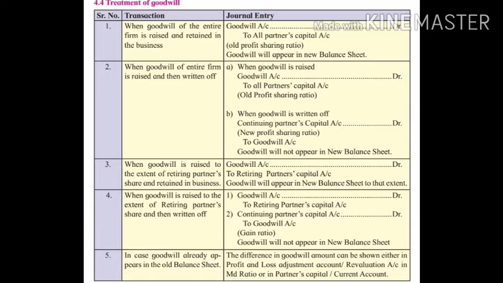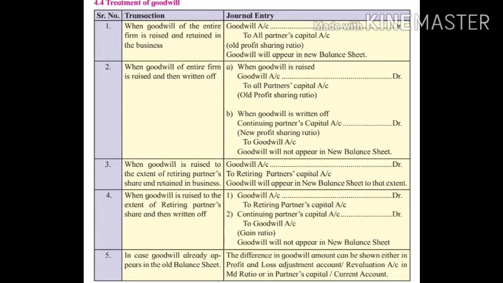Very first, we have seen when goodwill of the firm is raised, in that case we have only one entry: goodwill account debit to all partners' capital account. In that case we write the amount of goodwill on the balance sheet asset side. Second case, when goodwill is raised and written off by the partners, we have 2 entries. Number 1, goodwill account debit to all partners' capital account. Number 2, continuing partners' capital account debit to goodwill account.